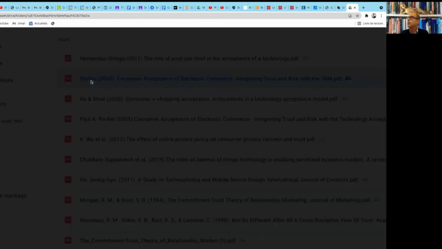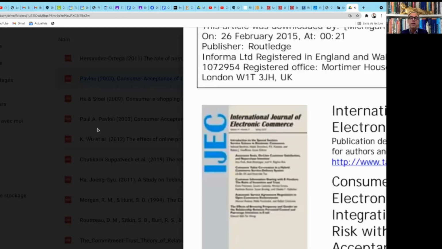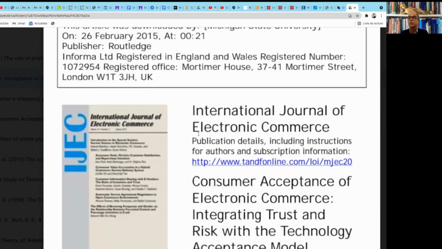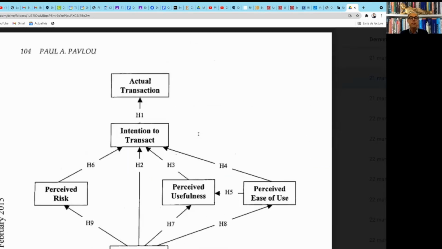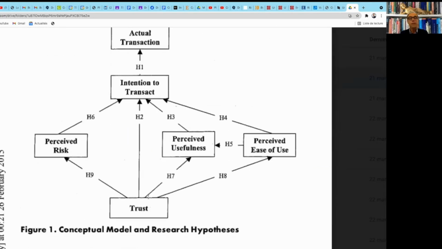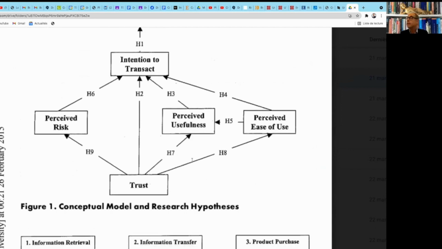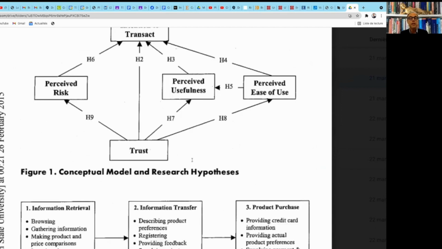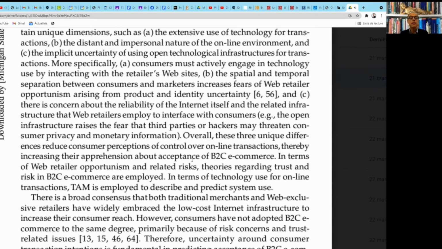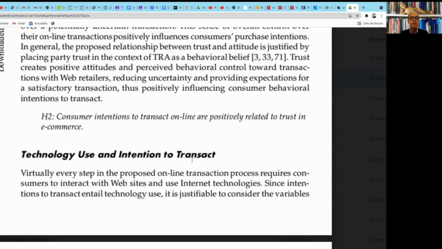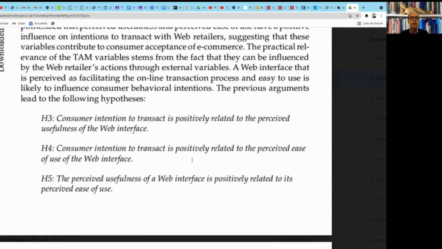Pavlou is one of them. Blockbusters about privacy concerns. And so he has written an article in the International Journal of Electronic Commerce. It's a B journal. So he measures perceived risk, trust, usefulness, ease of use. So a TAM plus risk and trust model. He has the hypothesis development, and we go to the methodology.